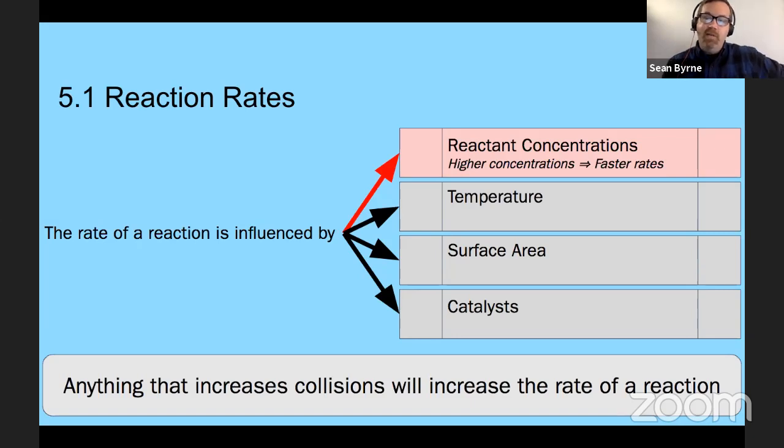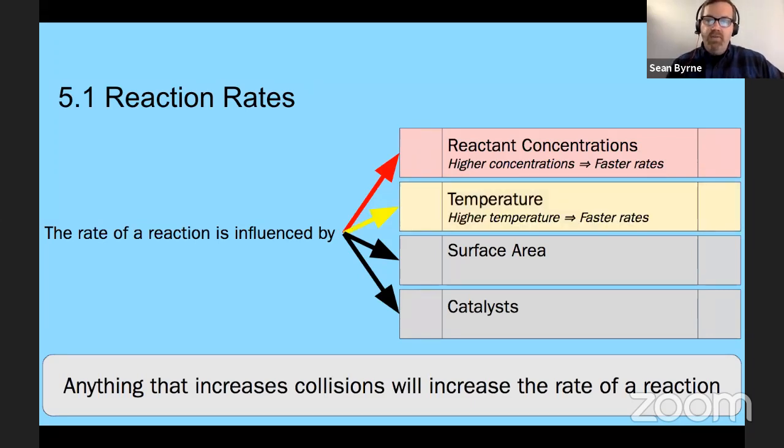So how do I increase the concentration? Well, I could have a more concentrated solution, less water if it's an aqueous solution. I could lower the volume if it's gaseous reactants. I could add more of the solute to the constant volume of solution. Anything that's going to have the reactants closer to one another so that there will be more collisions will lead to a faster rate.